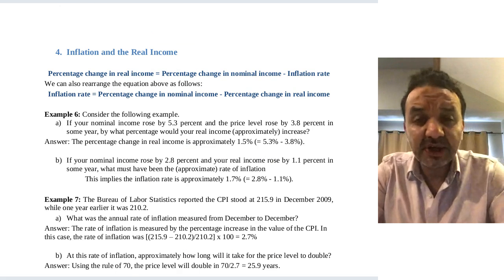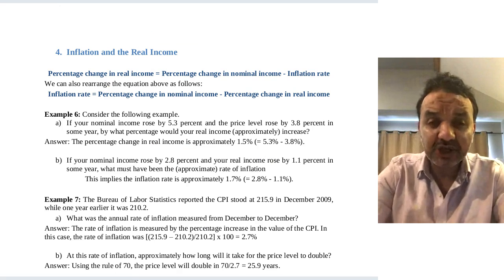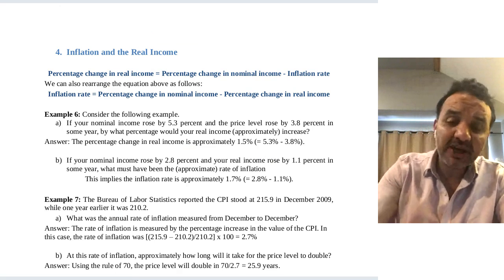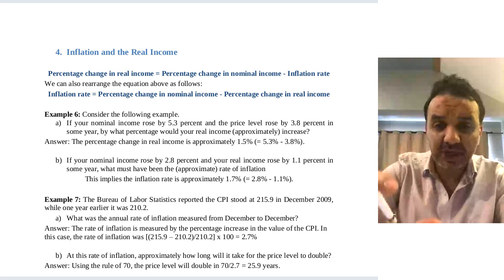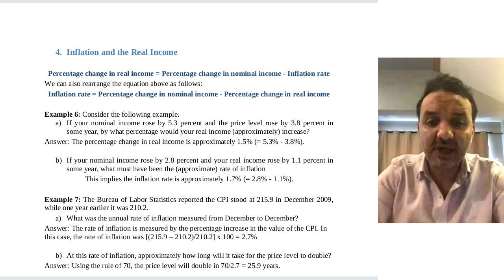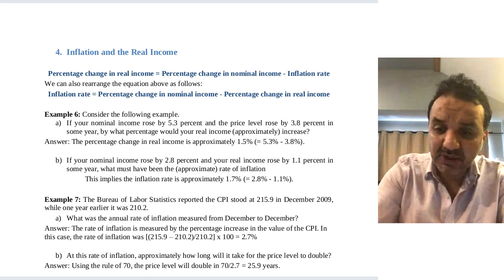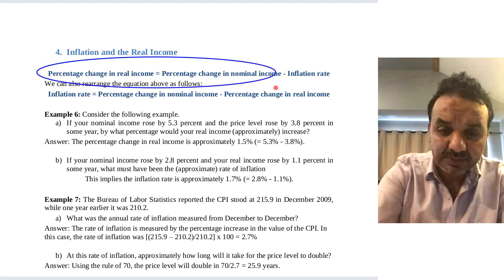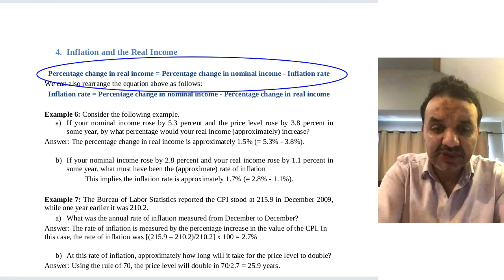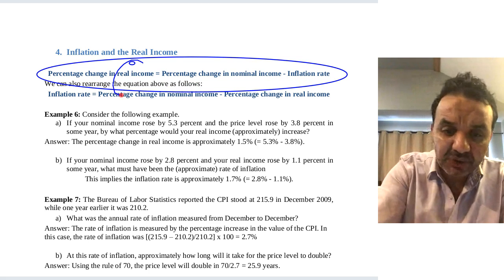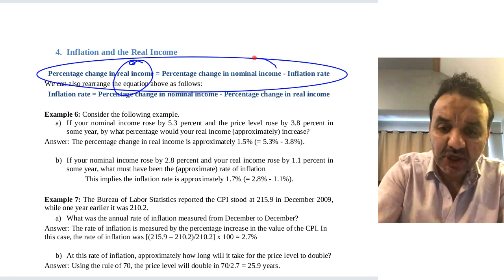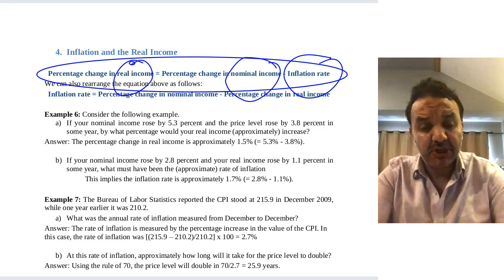Let's see another way where inflation can affect your life. Inflation can affect your income. Inflation can affect whatever salary or wage you are getting from your job. Let's see how inflation can affect your income. Let's start with this formula: percentage change in real income, or we can say your real income, equals your nominal income minus inflation. So again, let's say this.